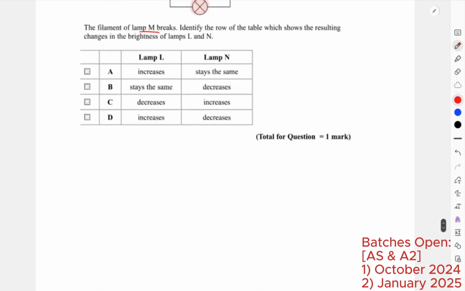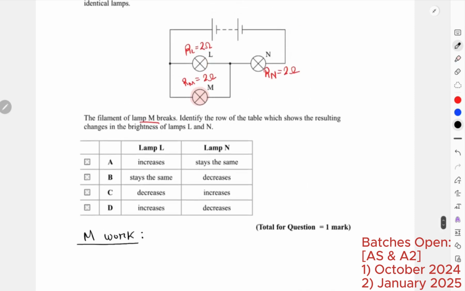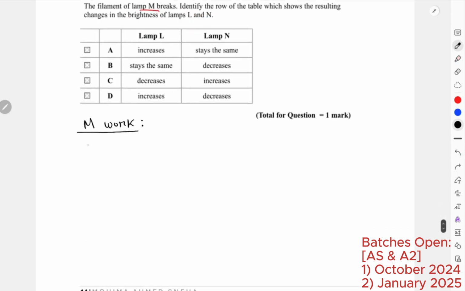I think I have space over here, right? Okay. So I'm going to write it down as if lamp M was working. When lamp M was working, the entire thing is a parallel combination, right? L and M are in parallel. So we have to write L and M gives you RP, the parallel combination of resistors.